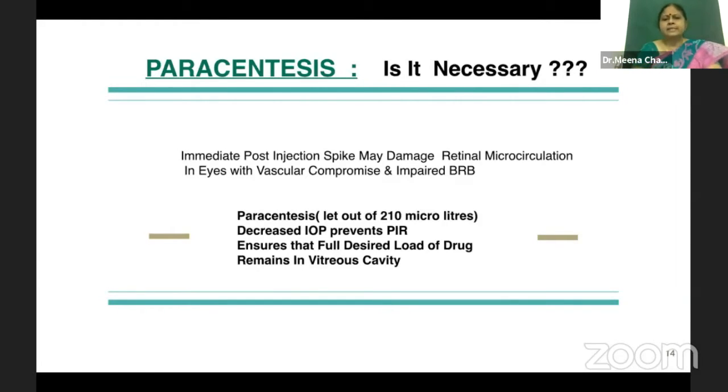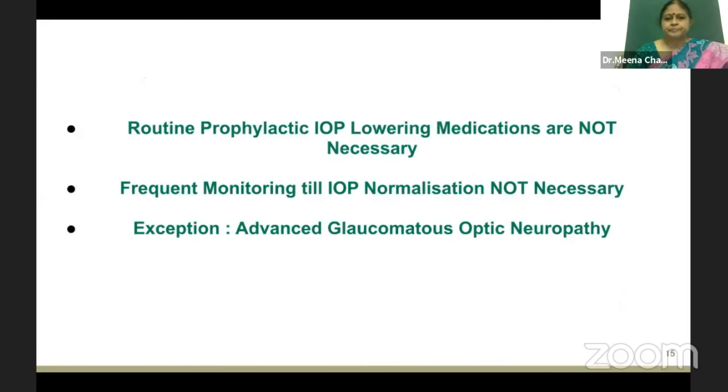So is a paracentesis necessary in all patients who undergo intravitreal injection? It may be necessary because if you are already dealing with an eye which has a compromised retinal microcirculation and a broken blood-retinal barrier, especially if you are dealing with an eye with diabetic macular edema or retinal vein occlusion, and by performing a paracentesis, you let out about 210 microliters mean amount of aqueous, which reduces the intraocular pressure. It also prevents a PIR and ensures that the full load of the drug that you intend to inject into the vitreous cavity remains within the eye and takes care of the macular pathology.